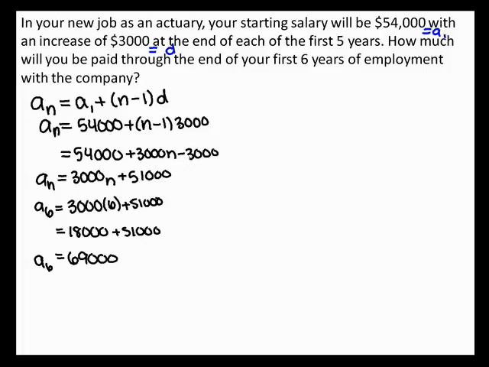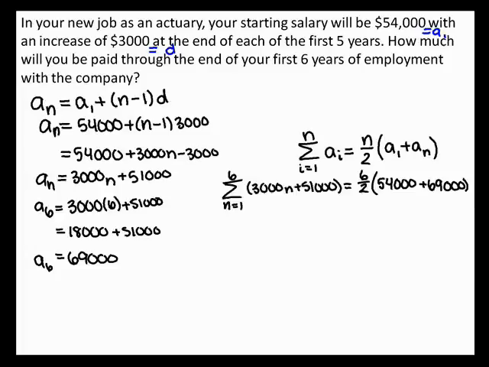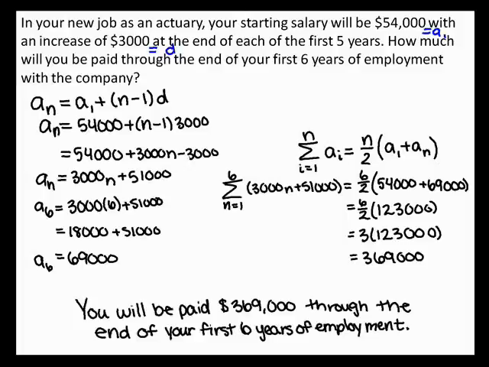Use the nth partial sum formula. Substitute 6 in for n, 54,000 in for a sub 1, and 69,000 in for a sub n. Simplify 54,000 plus 69,000. Simplify 6 divided by 2. Simplify 3 times 123,000. You will be paid $369,000 through the end of your first 6 years of employment.